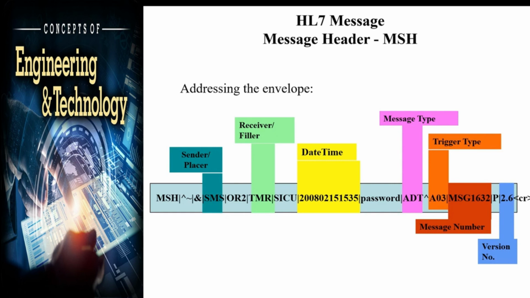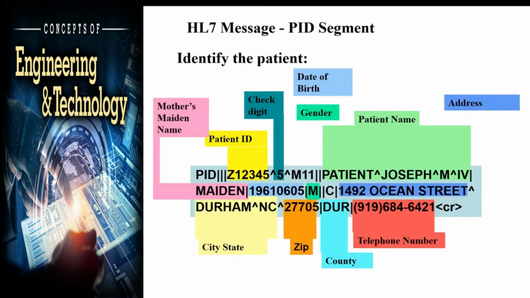So 1632 is the unique number. Which versions are you using? We are using, as I already told you, the 2.6 version here. So this is the structure of the addressing of the envelope. Okay, like that we have.